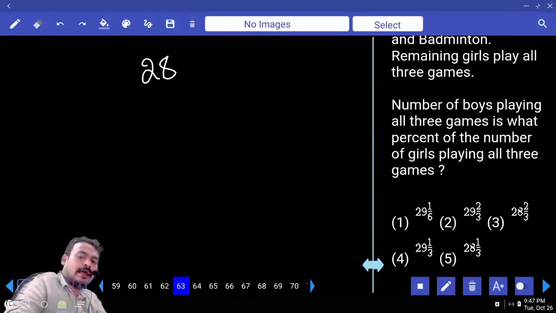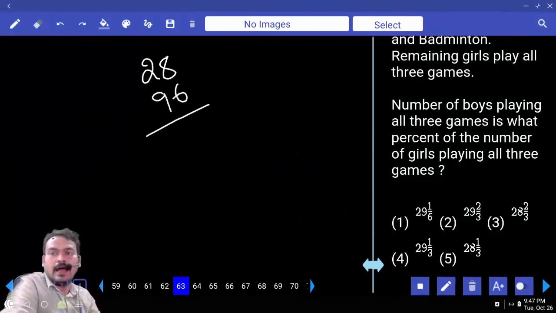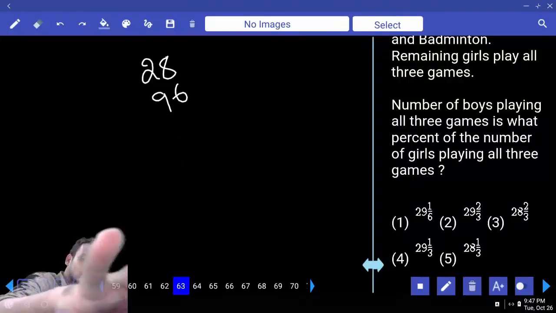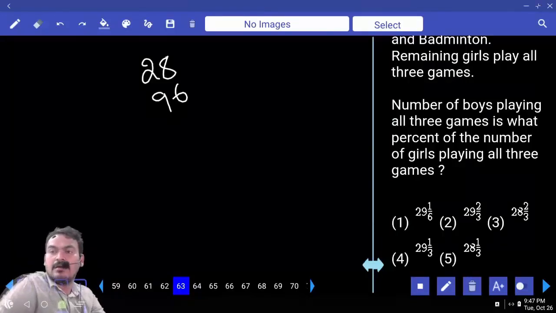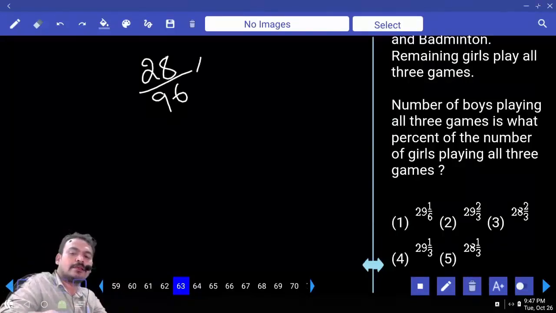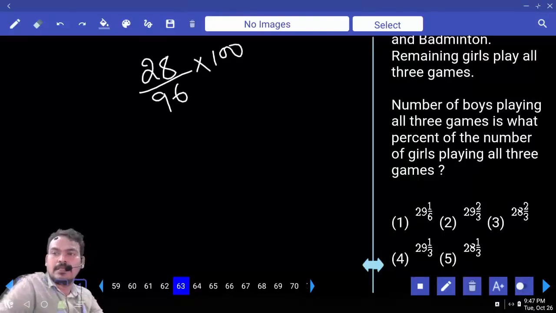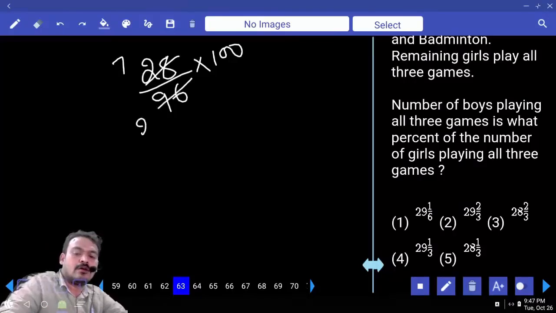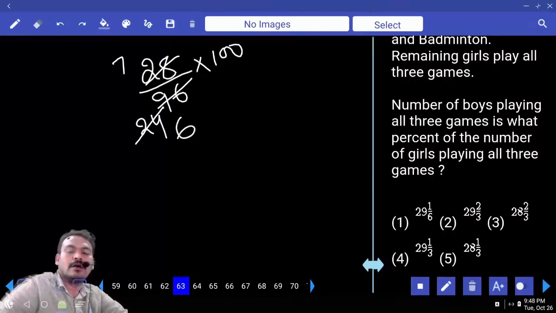Then, 96 are we adding or subtracting? One is 28, another one is 96. 28 upon 96 converted to percentage. 28 by 96 into 100. 4 how many times in the numerator? 7 times. Denominator 24, next again 24 means 4 how many times? 6 times.